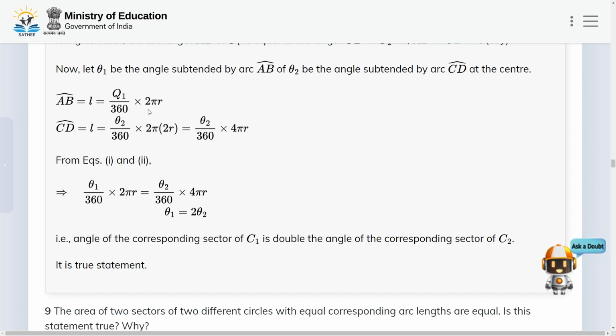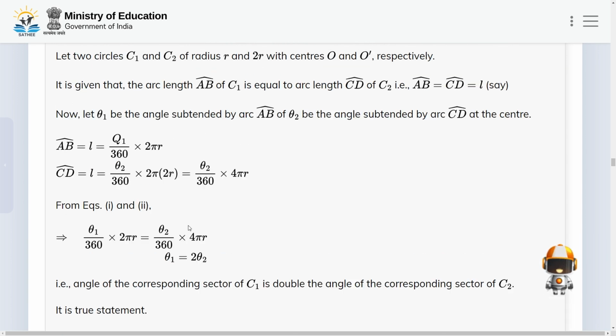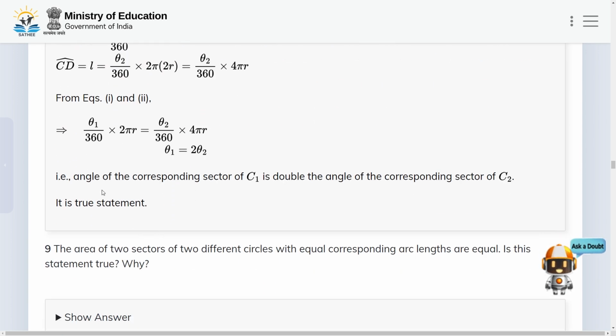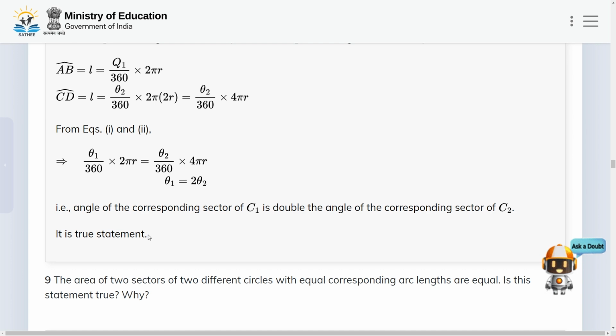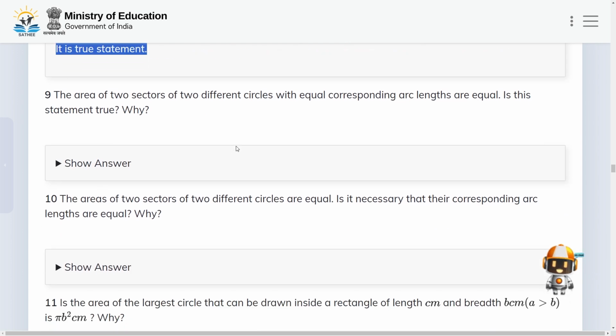Now from these two equations, it implies theta 1 by 360 into 2 pi r equals theta 2 by 360 into 4 pi r. So it implies theta 1 equals 2 theta 2. That is, the angle of the corresponding sector of C1 is double the angle of the corresponding sector of C2. So the given statement is true. And now let us move to the next problem.